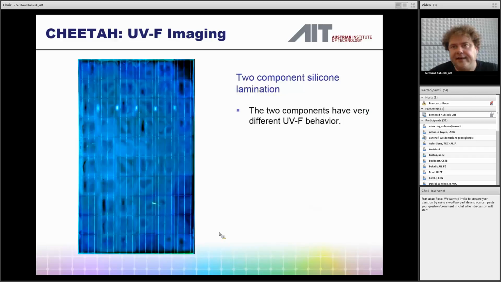And then if you have a silicone laminated module, you see that probably the two different components of the cast silicone were not mixed ideally and have different properties when it comes to UV fluorescence. I have a close-up, I think, in the next slide.